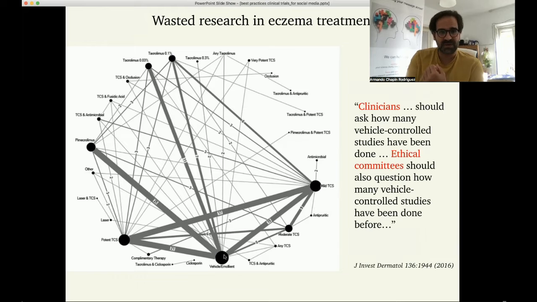Maybe we don't need to compare our drug against vehicle. We should compare it against some of these drugs that have been neglected in comparative studies. And the authors further conclude ethical committees, if they're going to allow studies at their medical center, they should say, you know what, this study is maybe not ethically justified because you are covering ground that has already been covered a lot. So if you look closely, you can see plenty of examples where clinical trials have not been designed to really answer what are the burning needs in the field.